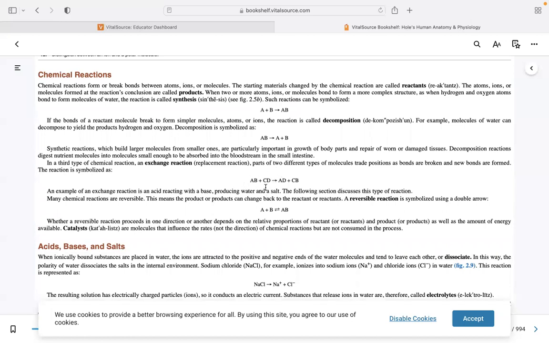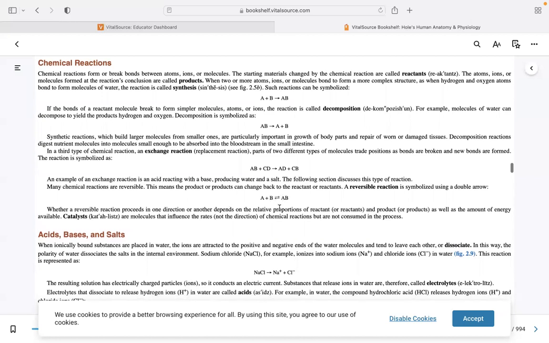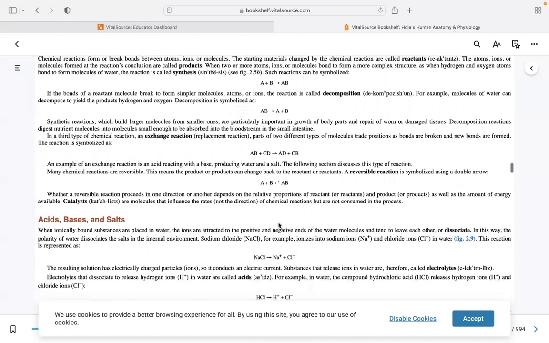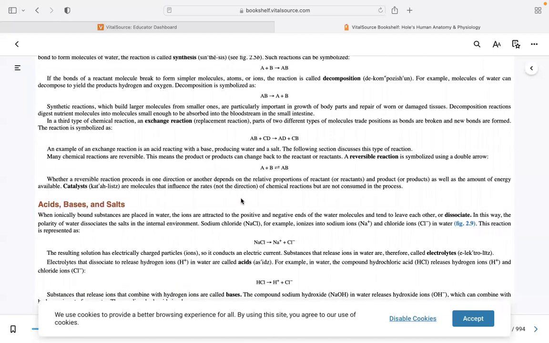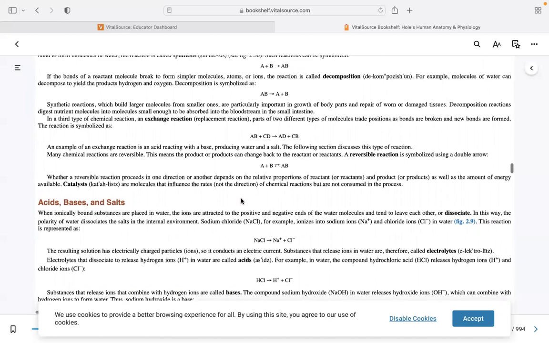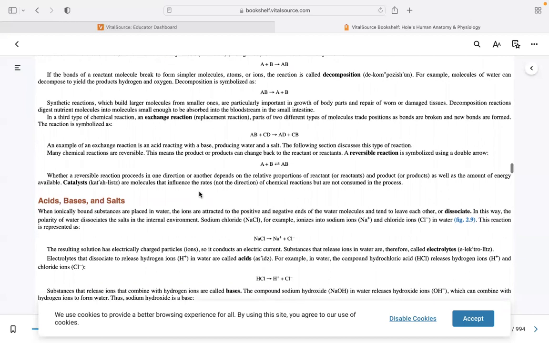Another one, a little bit more complicated, but not much more, is exchange. AB plus CD. Do you see what happens? The A combines with the D, the B combines with the C, and it forms two different products. If you see the arrow going both ways, that means it's a reversible reaction. So this is a synthesis reaction that can go to a decomposition. It can go the other way. Okay? Now, catalyst. What's a catalyst?